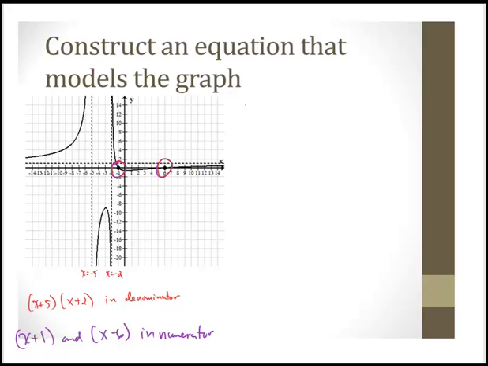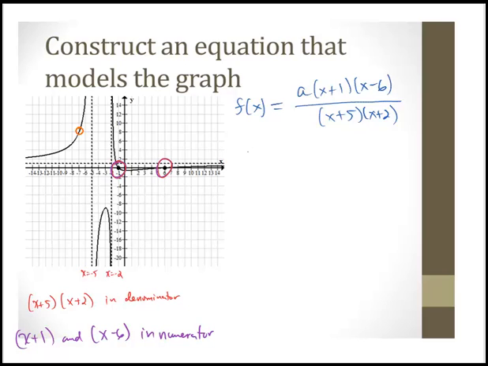Alright, so putting that together, I can start by writing that my function is, let's see, I need an x plus 1 and an x minus 6 in the numerator. I need an x plus 5 and an x plus 2 in the denominator. Now, I also need a multiplier, some a value. So now, I'm going to find some point on the curve and see how well it fits. So I see a pretty good point here, negative 7, 8.